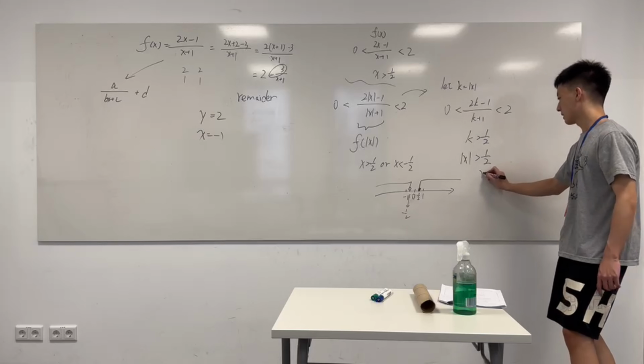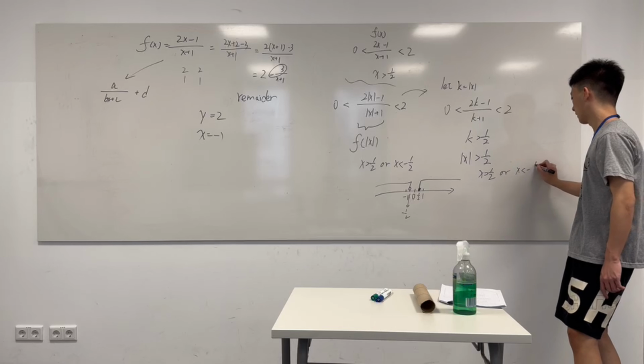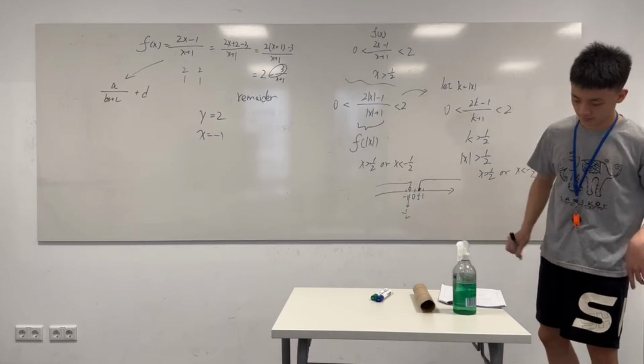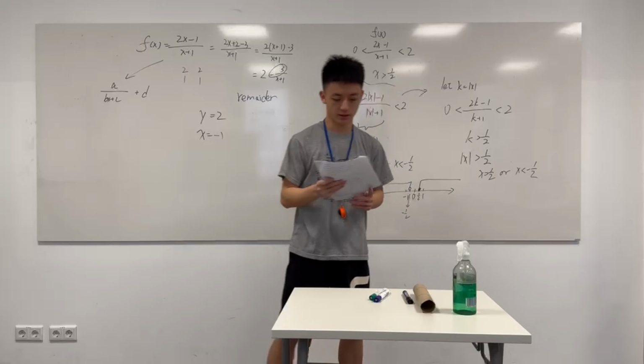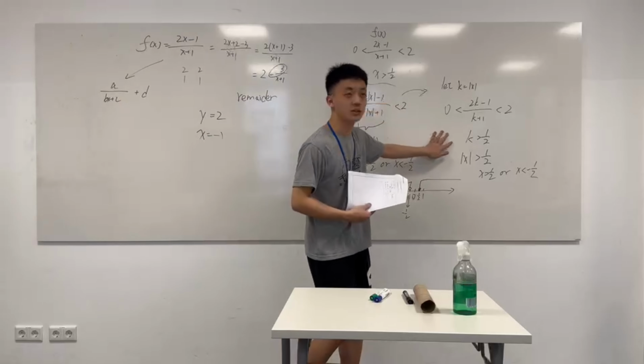Therefore, x is more than 1 over 2 or x is less than negative 1 over 2. That's it. Really tricky, right? I think the one here is really tricky.